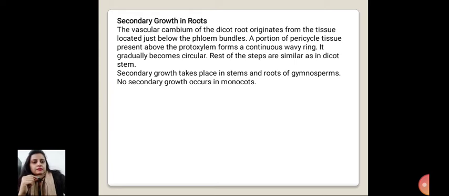Secondary growth takes place in stems and roots of gymnosperms. No secondary growth occurs in monocots except some exceptions. So this is the topic of anatomy.